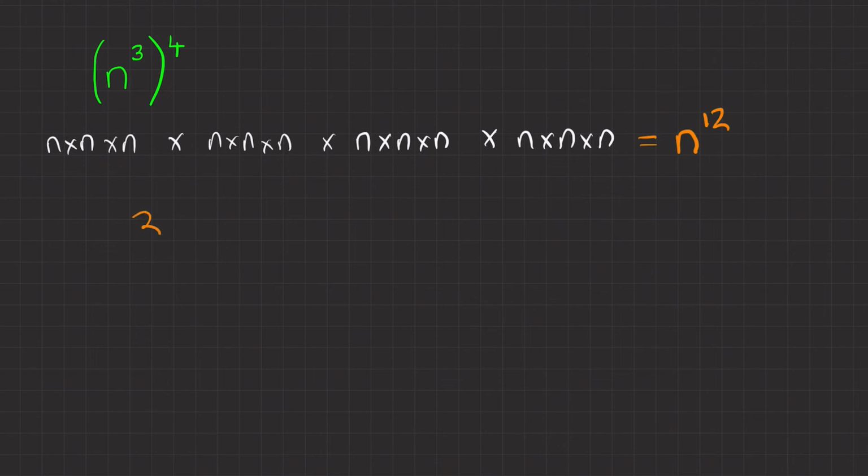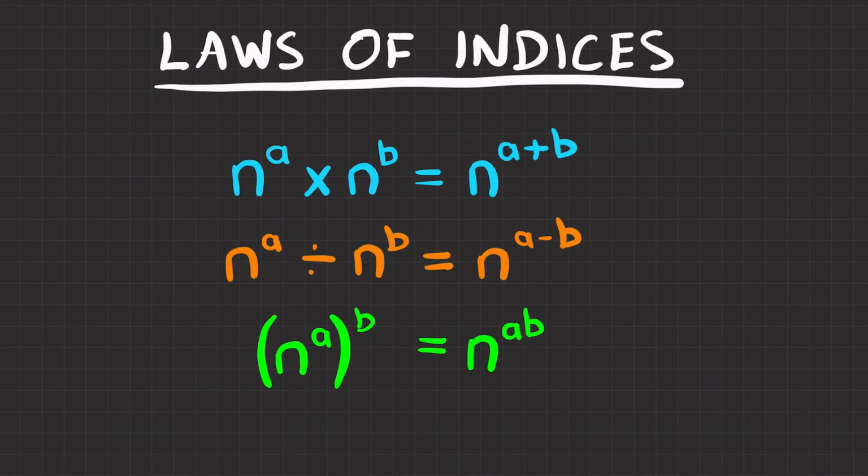Now we've got 3 and we've got 4, and we do something with them to get 12. Well, 3 times 4 equals 12, and that actually works. So our final law is n to the power of a all to the power of b equals n to the power of a times b. So here we are, the 3 laws of indices we've generated. In the next video, we will show you how to use them.